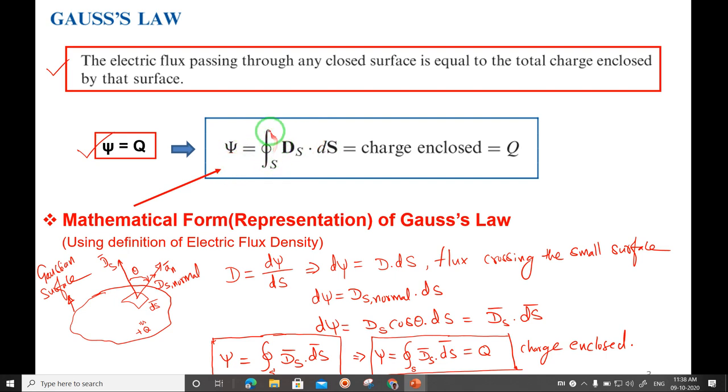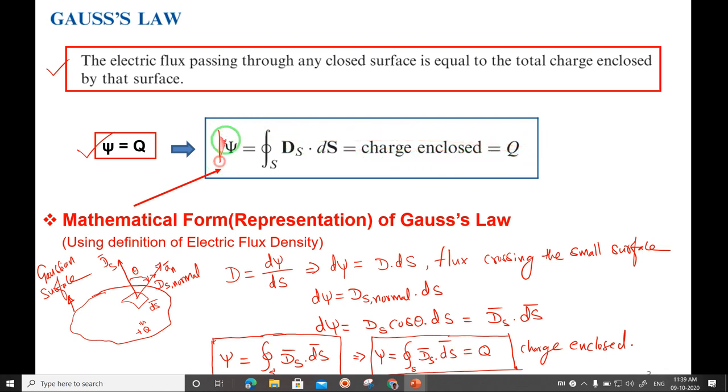Psi is equal to the closed surface integral of D dot dS. This circle indicates closed and S indicates surface. D is the electric flux density and dS is the surface area over which the flux lines are living. This is the closed surface, right? So psi is equal to the closed surface integral of D dot dS, and that is equal to psi equal to Q, we know. So that should be equal to the charge enclosed Q.